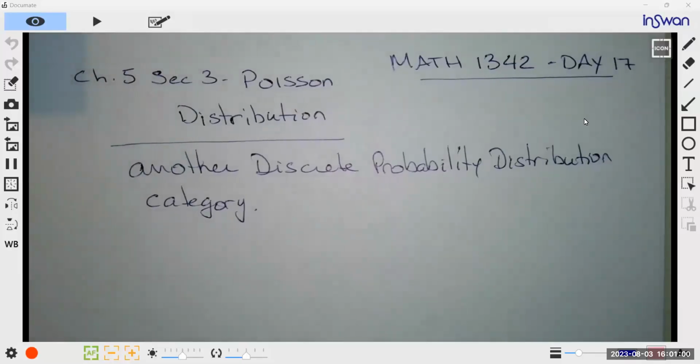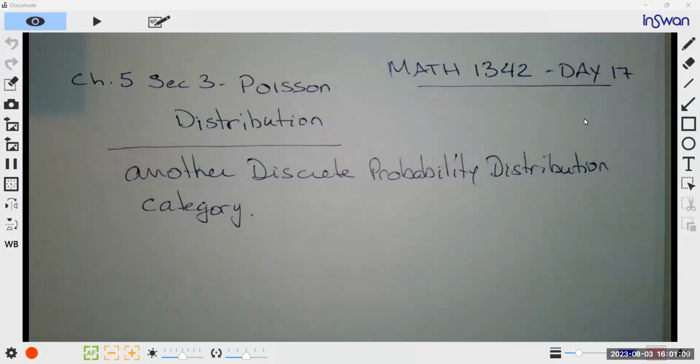Hello, everybody. Welcome to the last section of chapter 5, section 3, the Poisson distribution. This distribution deals with a whole different category of discrete probability distributions.